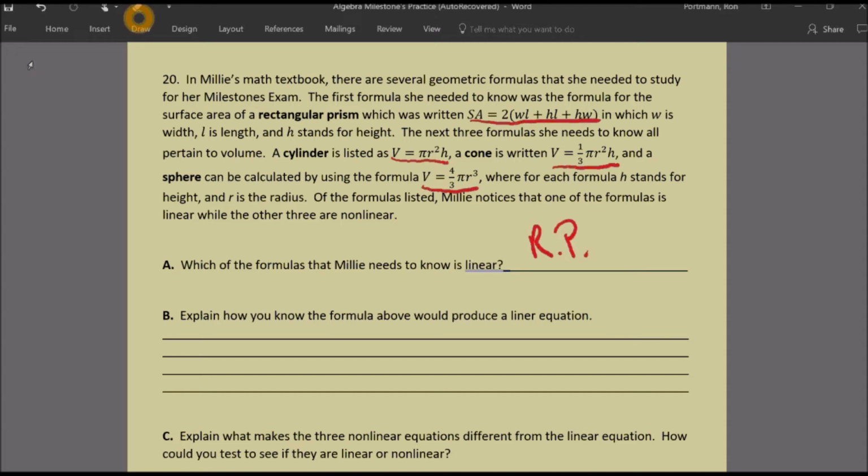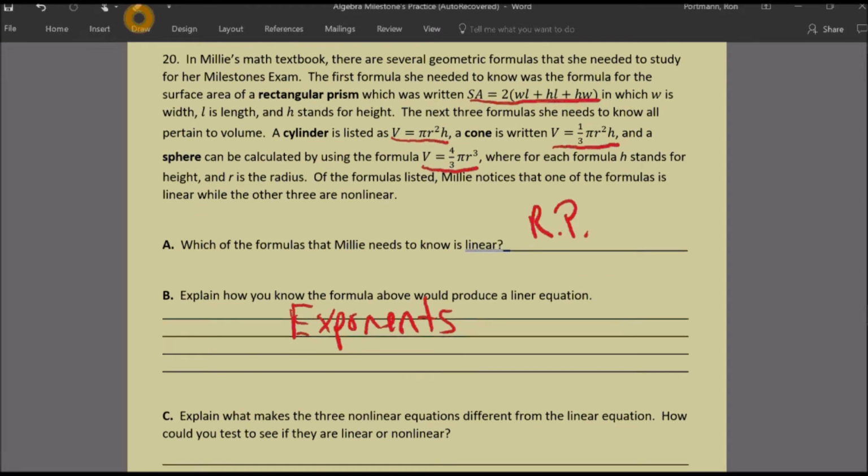How do we know that the other three are going to be nonlinear? How are these three different from the surface area one? Well, they all got exponents. That's all you need to put. I mean, you'd probably want to write down a couple sentences, but you'd say anytime you have an exponent, you're either getting really big really fast, or you're getting really small really fast. It's not going to create a straight line.